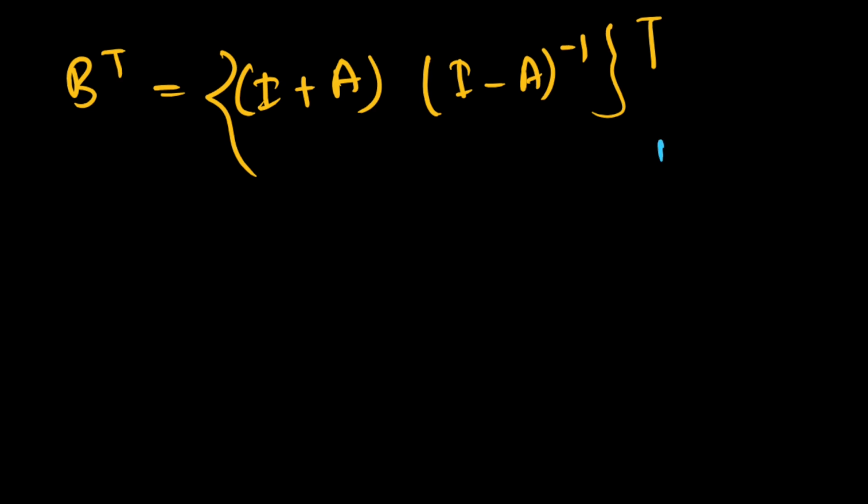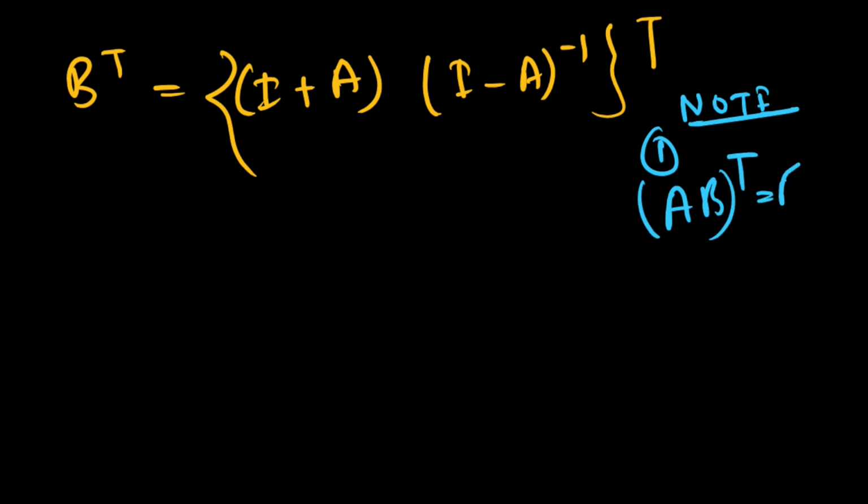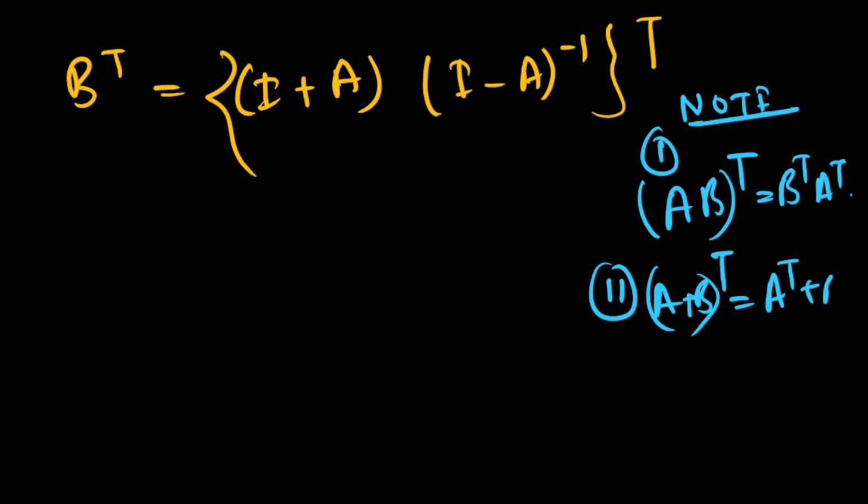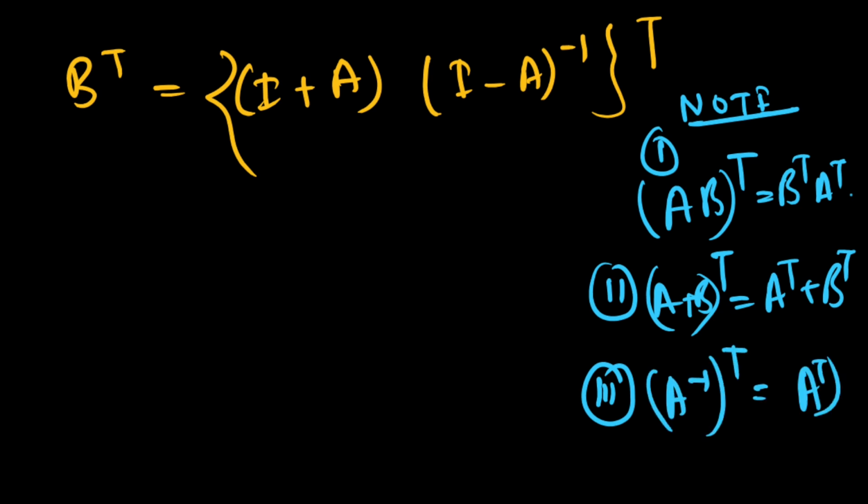Here we use three formulas, which we can write as a note. Suppose A and B are two matrices: (AB) transpose is equal to B transpose into A transpose. Suppose A plus B are two matrices and the transpose is applied, so that is equal to A transpose plus B transpose. The third one is (A inverse) transpose is equal to (A transpose) inverse. So these three formulas we use here. Therefore, first we use the multiplication one: the transpose of the product AB is equal to B transpose into A transpose.